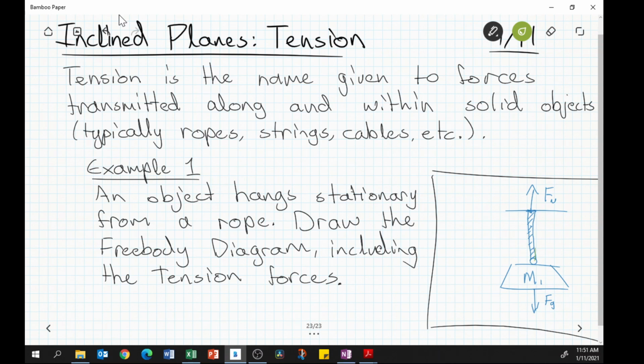Oh, so like this, and an arrow there, and an arrow there? Yes. Yeah? Interesting.